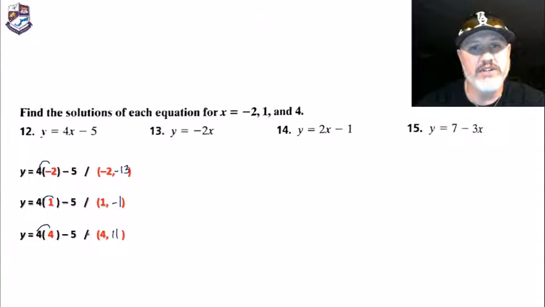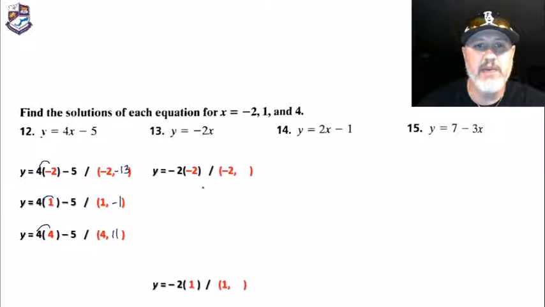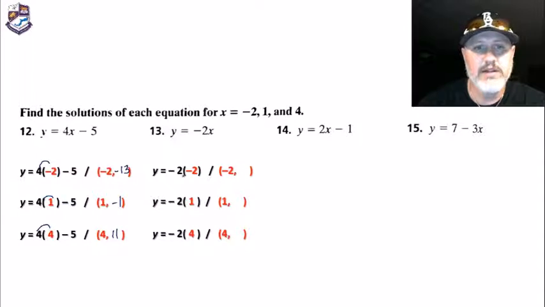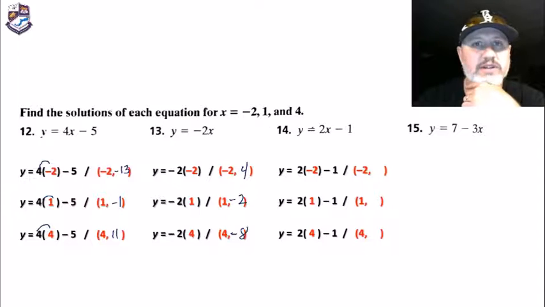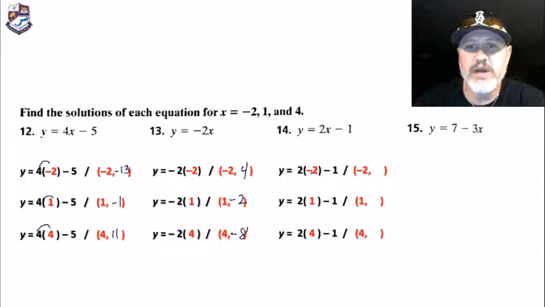All right, number 13, I'm going to substitute these 3 numbers in for x in this function. Bang, bang, bang. -2 times -2 is positive 4. -2 times 1 is -2. And -2 times 4 is -8. All right, bang, bang, bang. We are substituting in these 3 for this x. 2 times -2 is -4, minus 1 is -5.